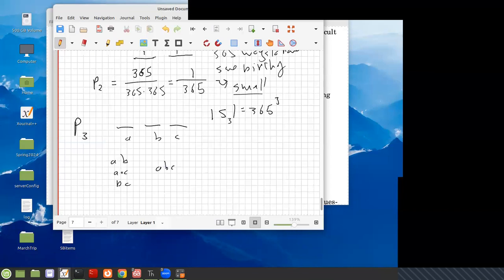Well, as long as these are only 2 and these are 3, these are going to be mutually exclusive events. So I'd have to calculate the probability for all four of them and add them up.